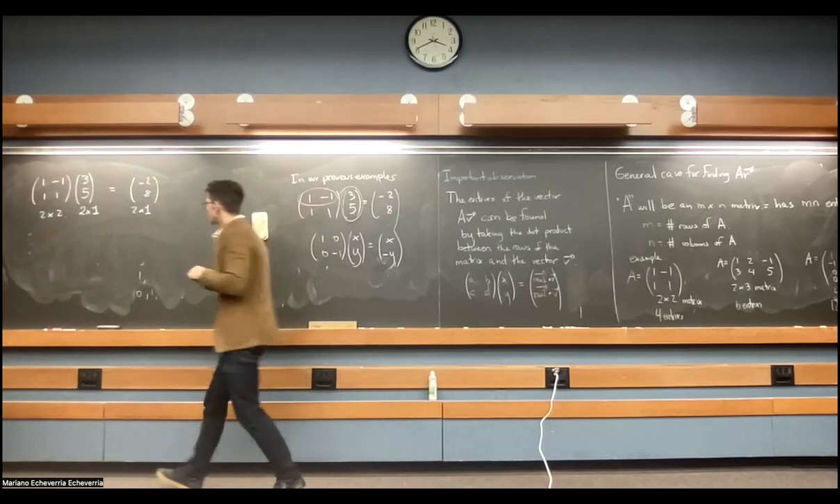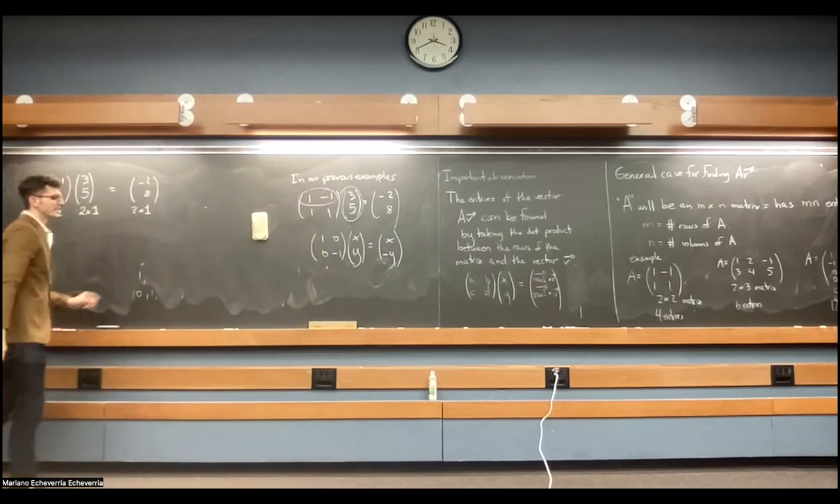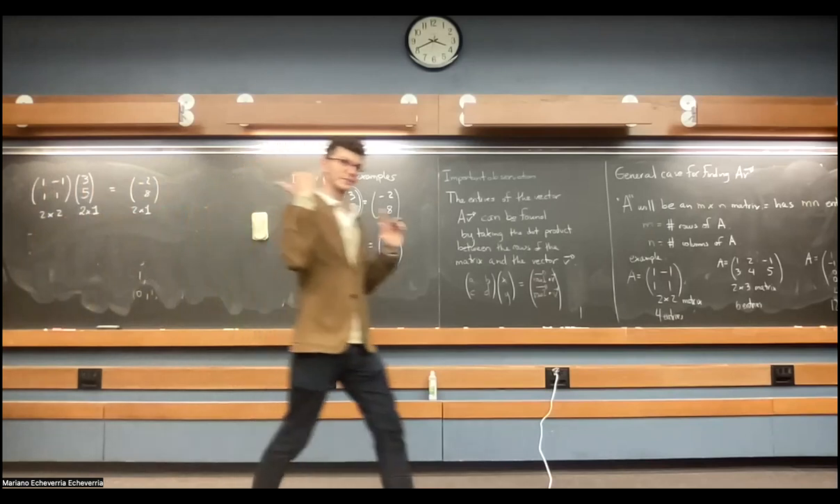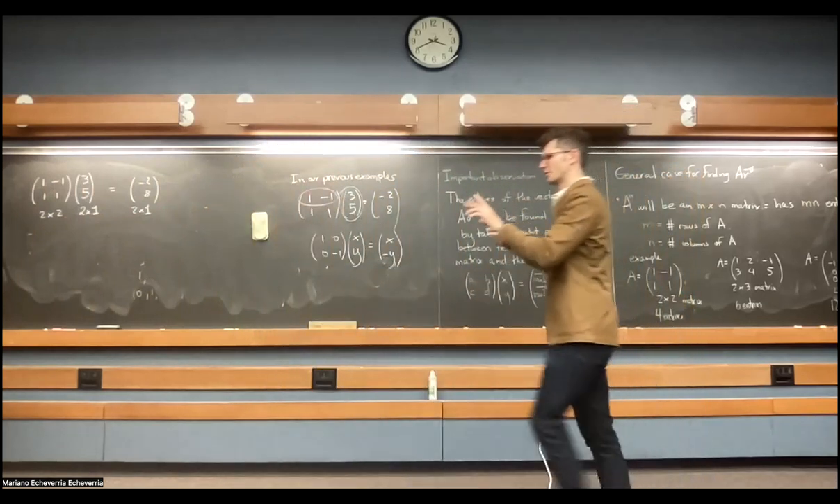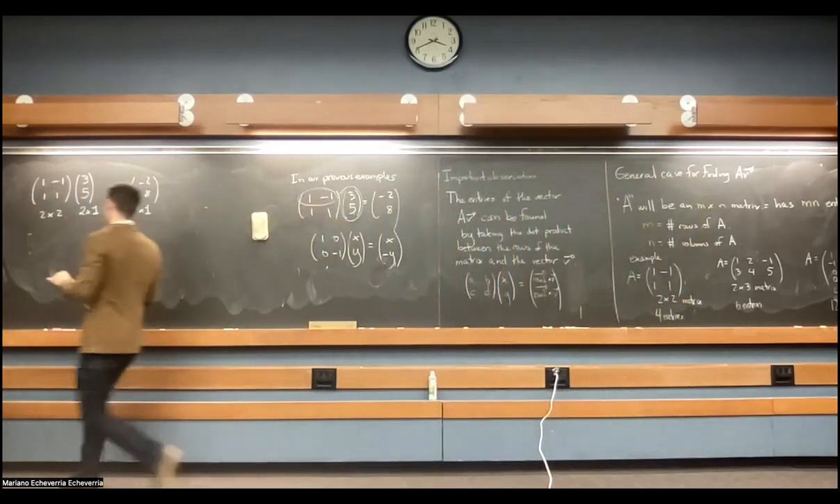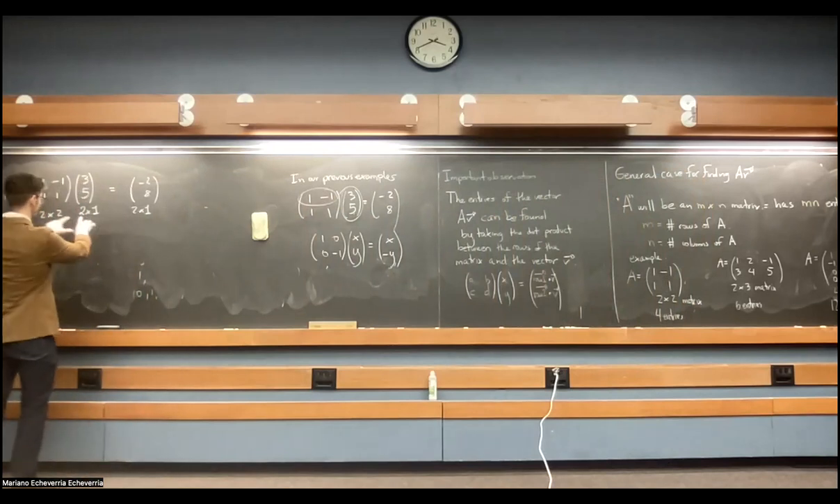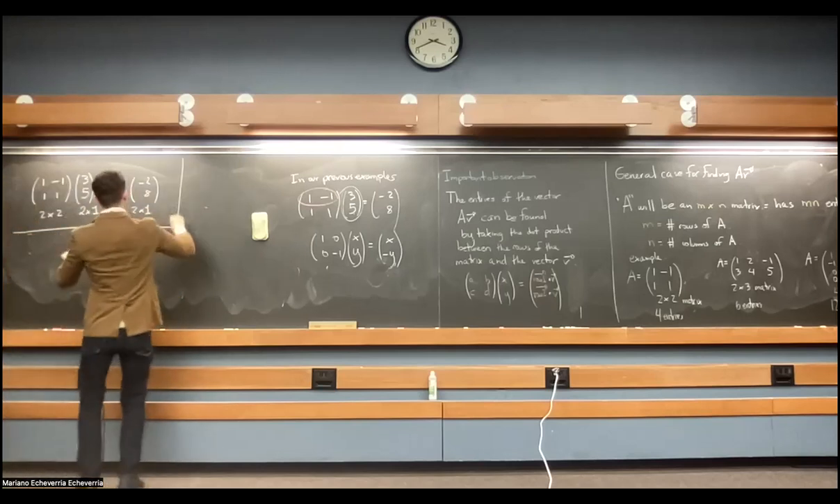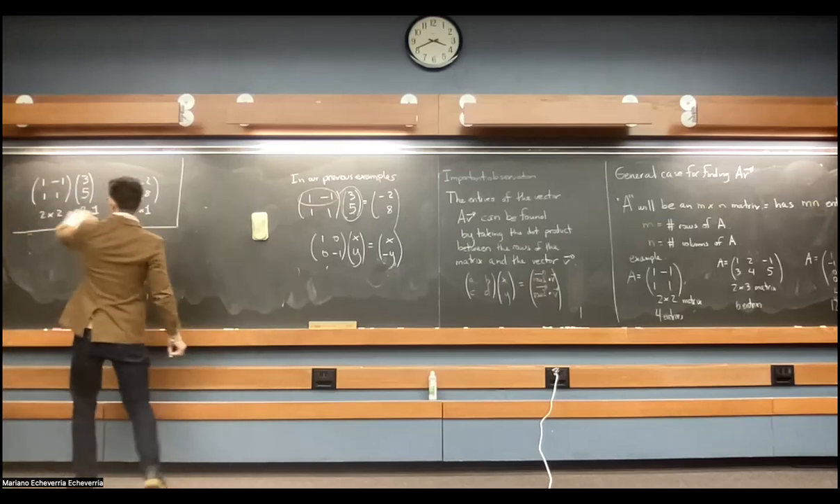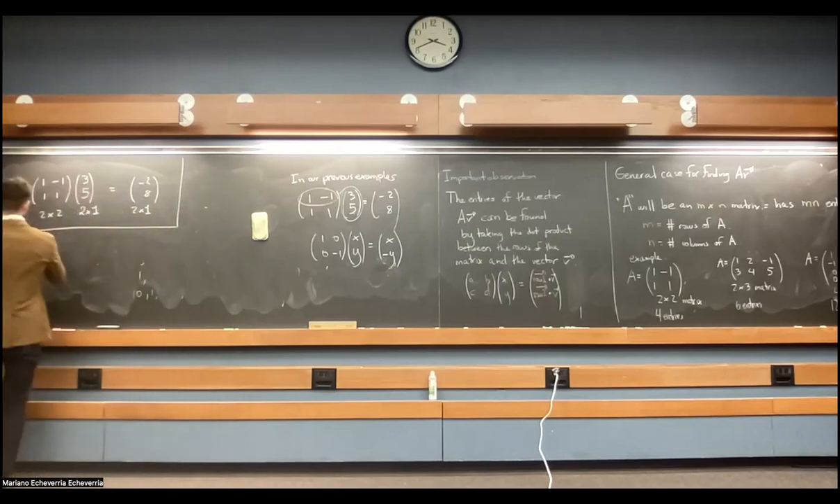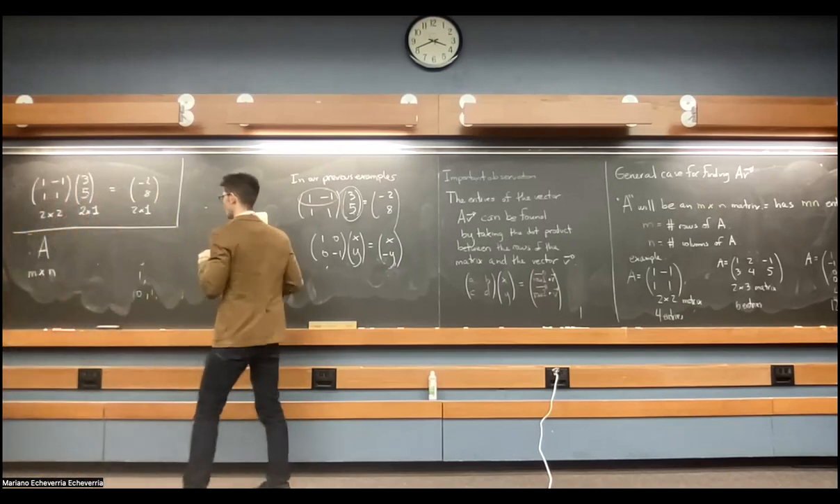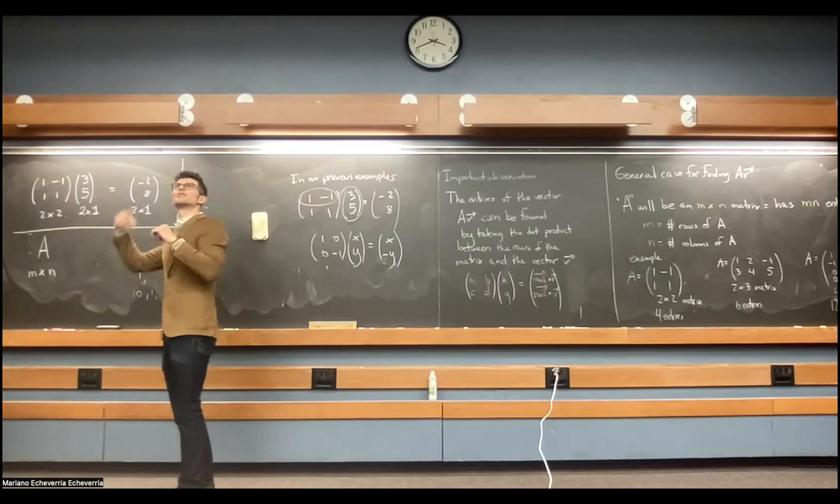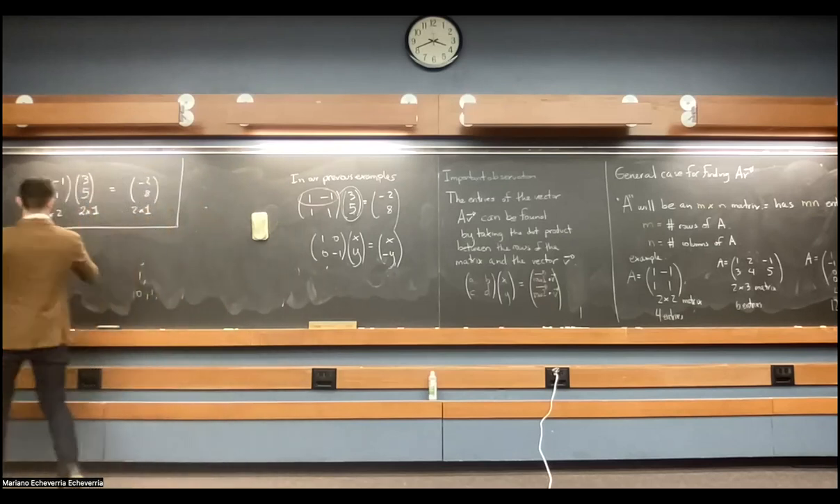Okay, so the idea is that in general, something similar can still happen, but we just have to keep more track of the sizes, the number of rows and columns. So now I have a matrix A, which is m times n, and I'm going to try to multiply it by a vector b.